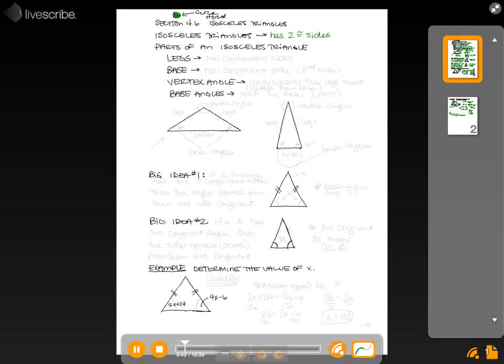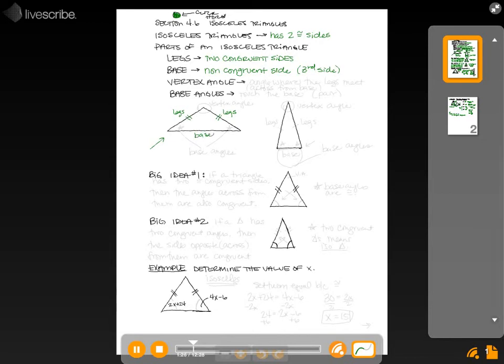The first part of an isosceles triangle is the legs. The legs are the two congruent sides. So in our picture, let's look at this first triangle here. These would be our congruent sides, and we would mark them. So those would be the legs. The base is the non-congruent side, or the third side. So our base is down here.